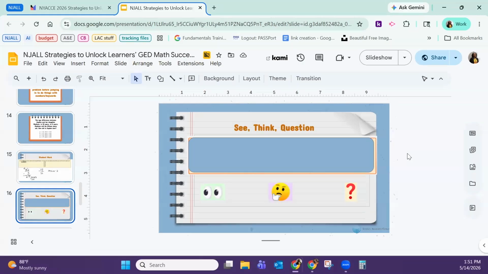You see something and you immediately think about it. And so a lot of times they label the thing that they thought as the thing that they saw, right? But actually it's like, I saw this and I thought that, right? Like I saw the number 27 and so I thought I should subtract, right? Those two things are separate. So you want them to see, you want them to think, and then you want them to question.